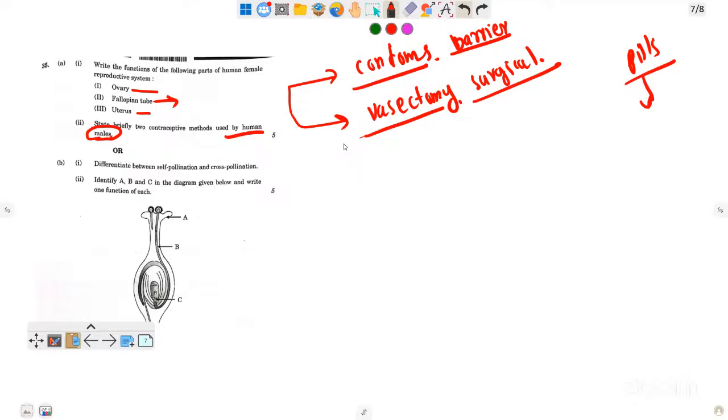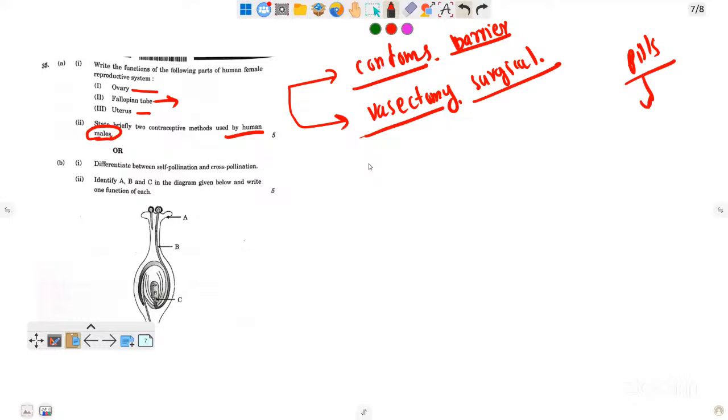Cross-pollination is providing more variation. In self-pollination, there is less variation. You remember, in self-pollination, they are creating less variation. What about the cross-pollination? In cross-pollination, they are creating high variation. Then the next one is, in self-pollination, new and healthier varieties are not found because there is just less variation.